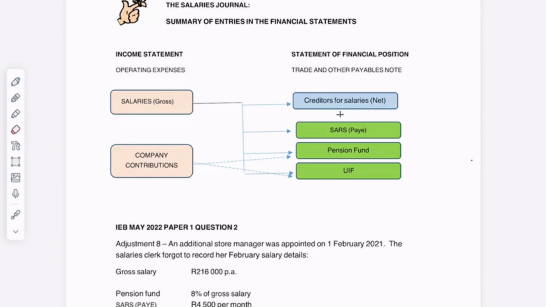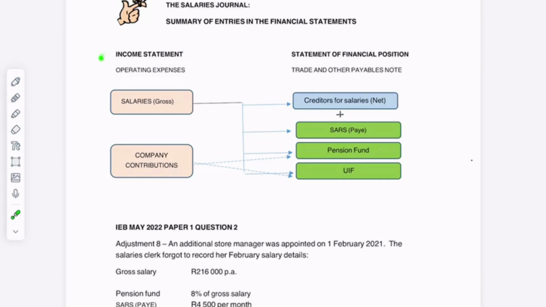This tutorial is going to provide you with a quick summary of how salary transactions affect the trade and other payables note. The reason why I decided to do this tutorial was because this is such a common adjustment in company financial statement questions, and there is a lot to remember. Hopefully, by breaking it down for you in the summary, it will make it easier for you to remember all the entries. Let's jump right in.